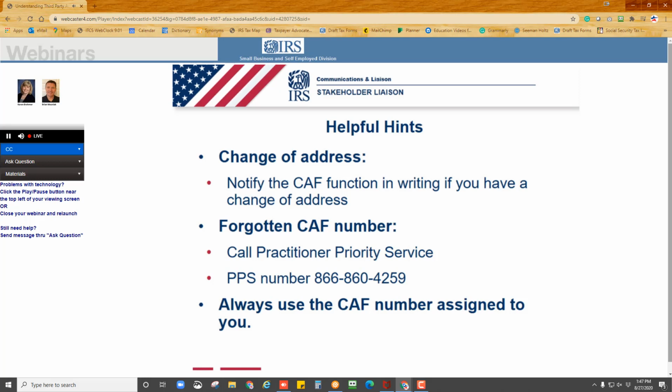Now, you can also send a separate letter or fax to the CAF unit to update your address. And just be sure to include your name and your CAF number and the new address or the new phone number or fax number, etc. Now, if you lose and cannot remember your CAF number, you need to call practitioner priority service. There's just too many scenarios we could get into, but if you can't find it, you call, they'll verify disclosure with you and get you your CAF.